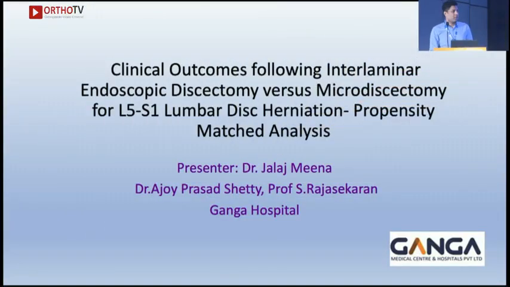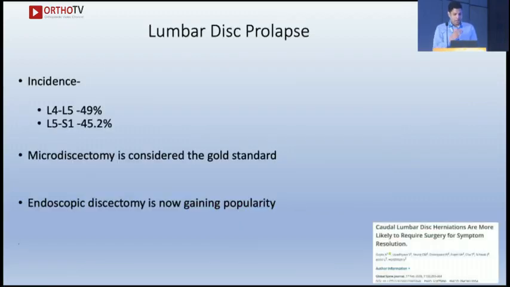My topic is clinical outcome following interlaminar endoscopic discectomy versus microdiscectomy at the level of the L5-S1 disc prolapse: a propensity-matched analysis. As we know, the incidence of the L4-L5 disc is 49% and the L5-S1 is 45.2%. Microdiscectomy is considered the gold standard, and endoscopic discectomy is now gaining popularity.